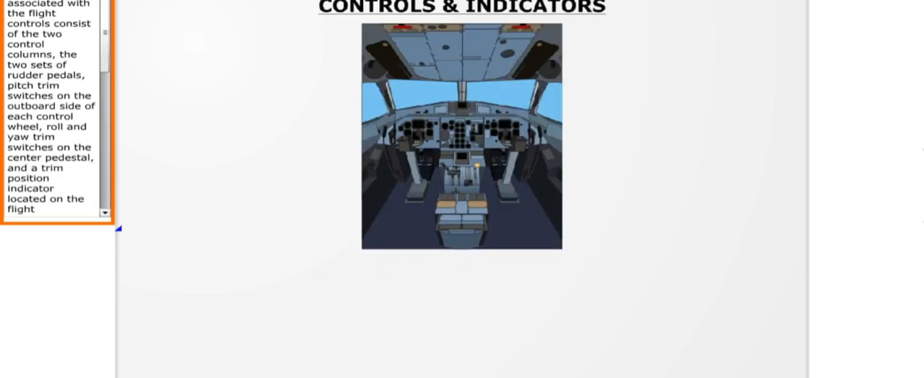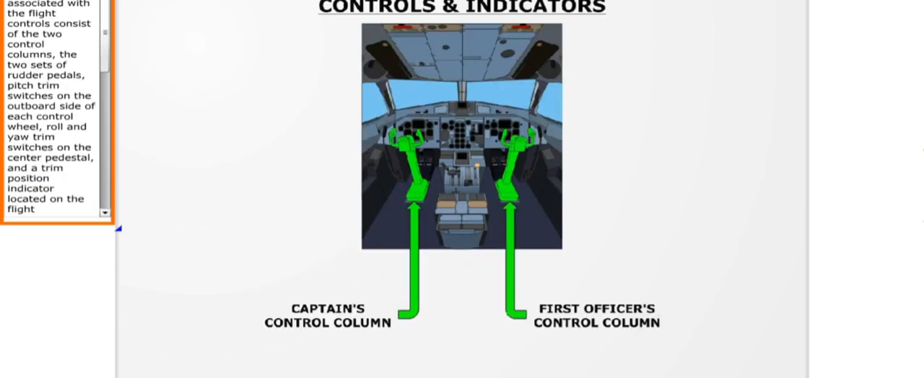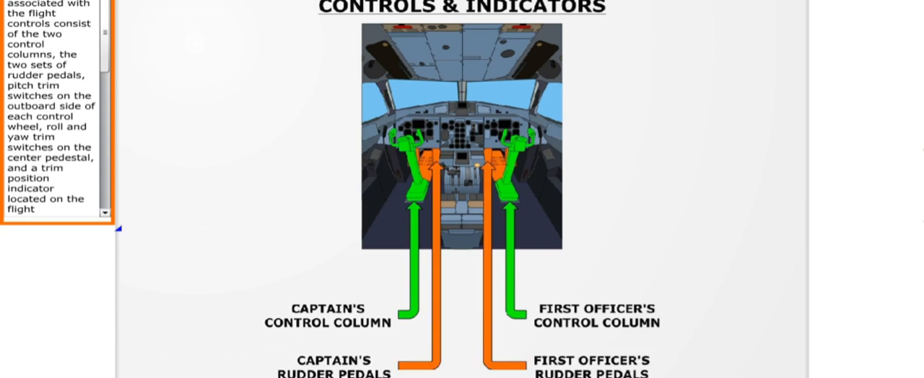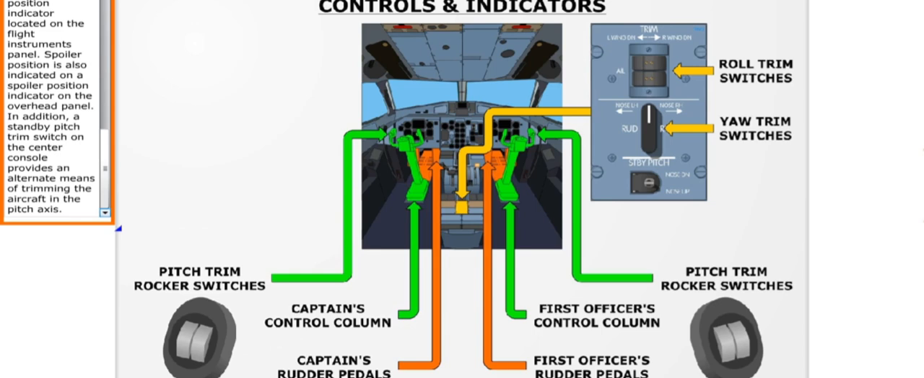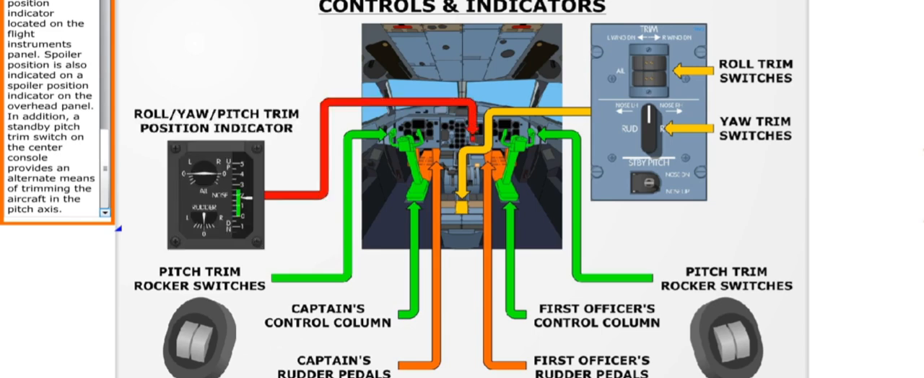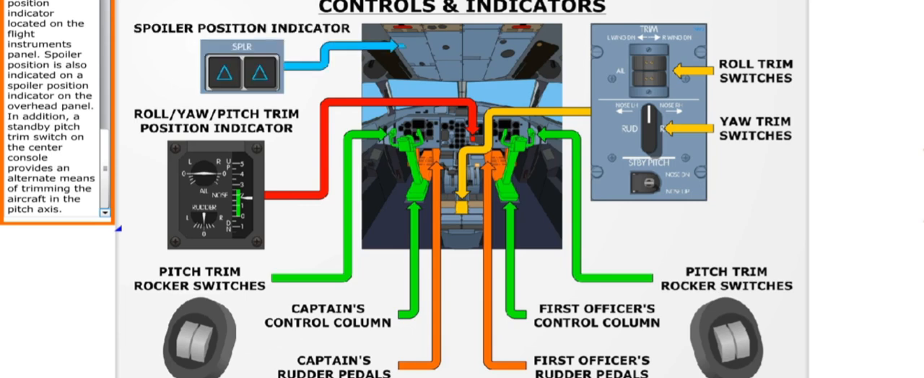The controls associated with the flight controls consist of the two control columns, the two sets of rudder pedals, pitch trim switches on the outboard side of each control wheel, roll and yaw trim switches on the center pedestal, and a trim position indicator located on the flight instruments panel. Spoiler position is also indicated on a spoiler position indicator on the overhead panel. In addition, a standby pitch trim switch on the center console provides an alternate means of trimming the aircraft in the pitch axis.